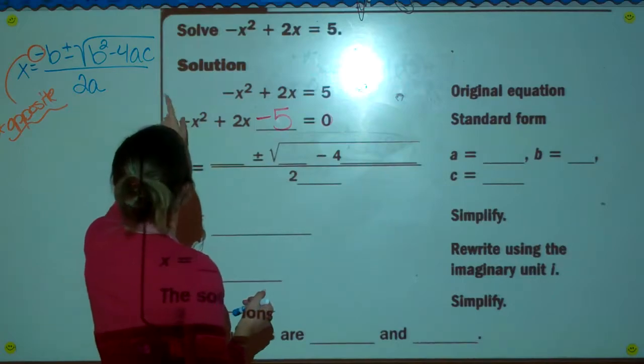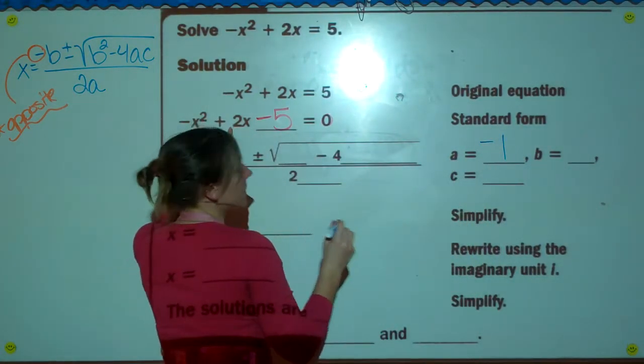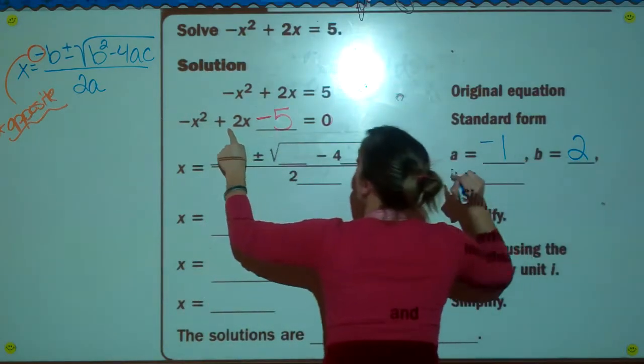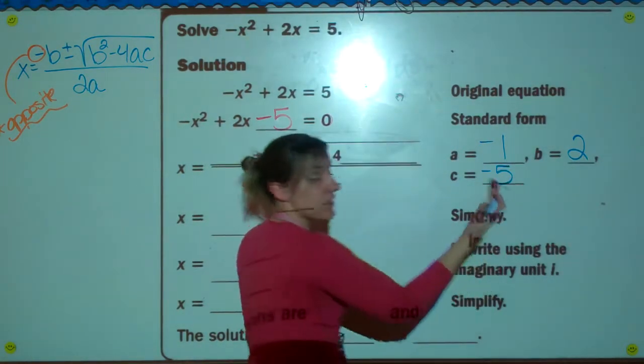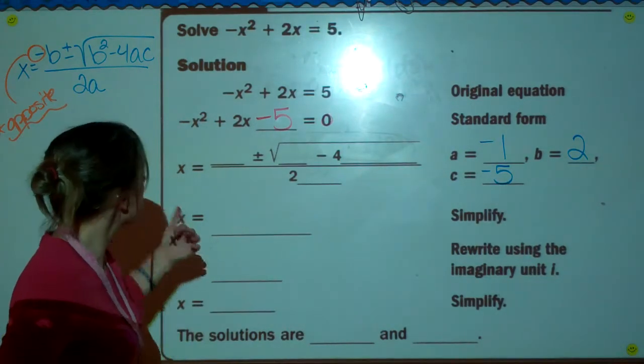Okay, A is a -1, B is a +2, and C is a -5 because we moved it over. All right, so we're going to substitute those into the formula.